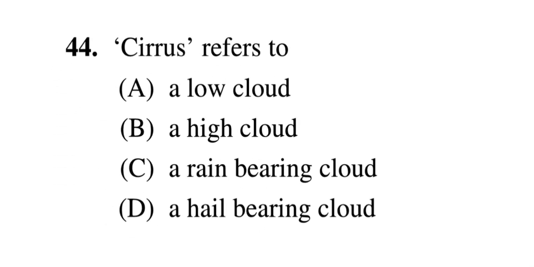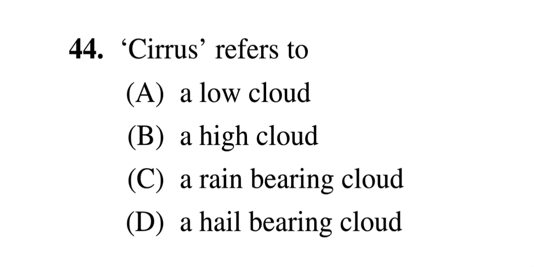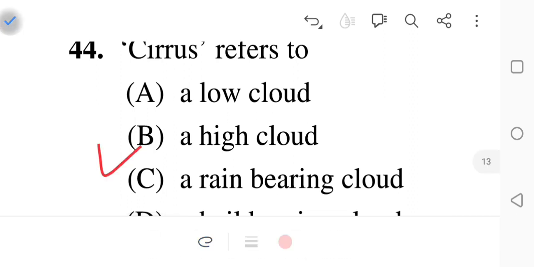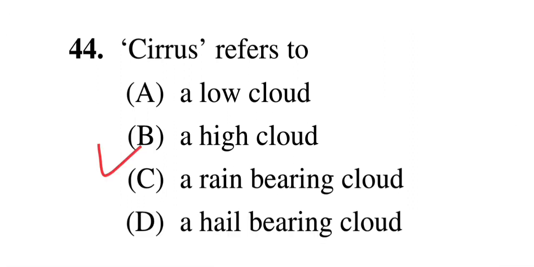Next, it says, cirrus refers to what? A low cloud, a high cloud, a rain-bearing cloud, a hail-bearing cloud. Number 44, it is B. So many questions will also be asked related to climate, environment, biodiversity. So this is also an example of that.